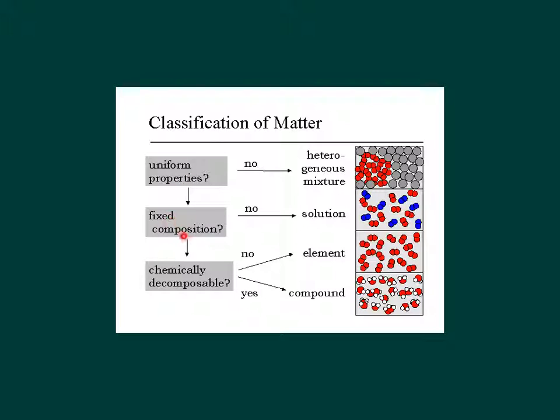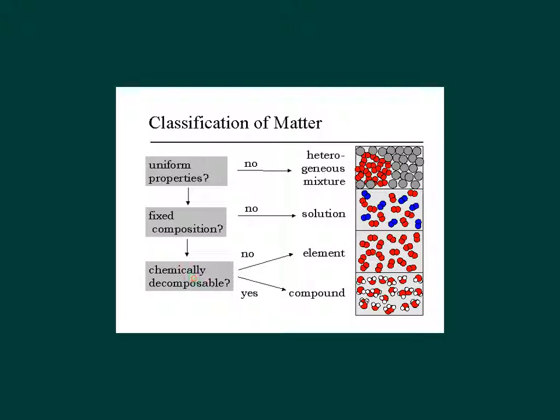Then, does it have a fixed composition? Like, does it have to have a certain way that the formula is written? Like water is always going to be H2O. If it does not, then it would be a solution. Now, a solution, like when you make lemonade, you can make it stronger or weaker each time. If you add more lemonade powder to it, then it's going to get stronger. Sorry for those of you who like fresh squeezed lemonade. Or if you add more water to it, it's going to get weaker. That would be not a fixed composition. And so that means it is a solution or a homogeneous mixture.